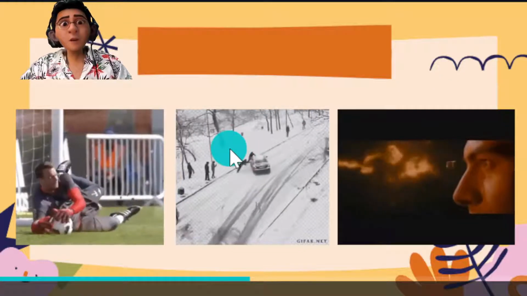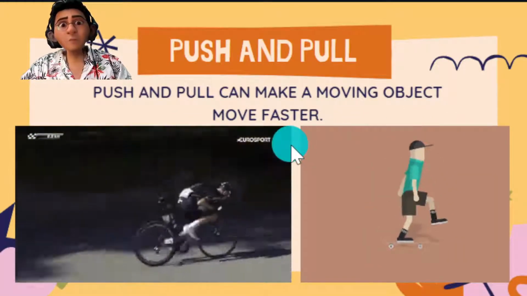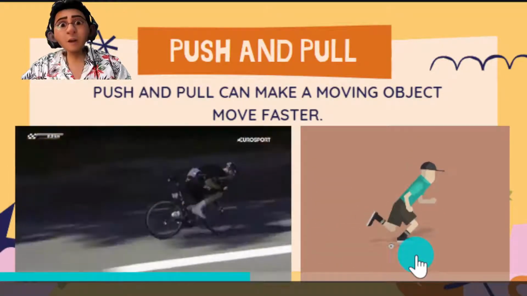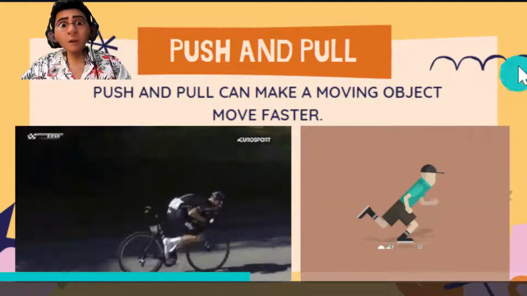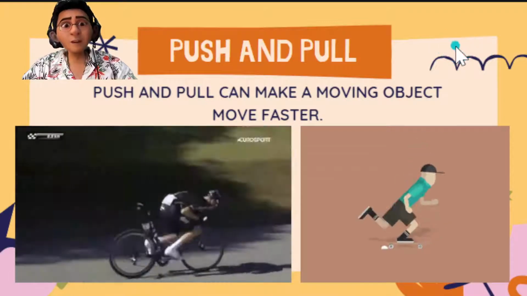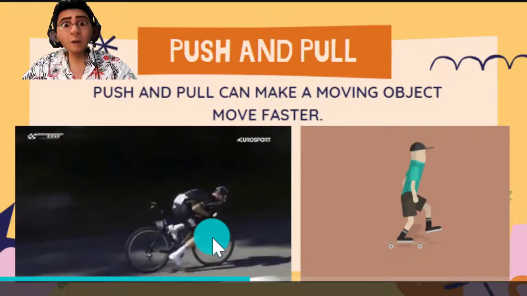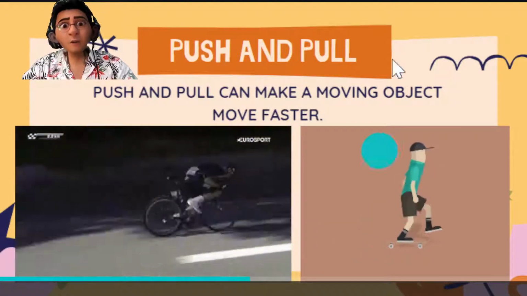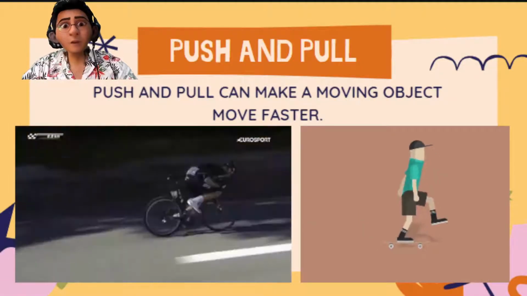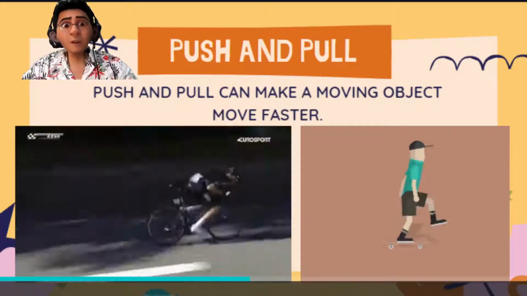object. Now the third one is push and pull can make a moving object move faster. Now these two, bicycle and skateboard, are moving, but we can make this object move faster. How? Here by cycling, pedaling faster, and here by pushing the skateboard more and more faster. So the bicycle and the skateboard can move faster.